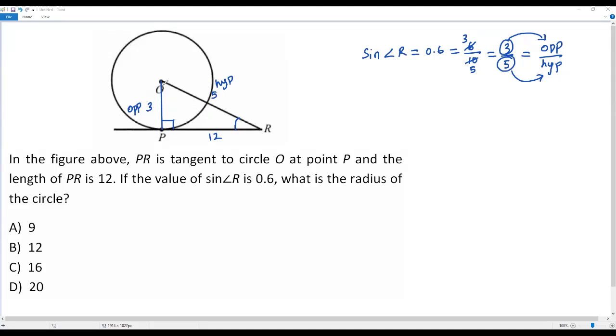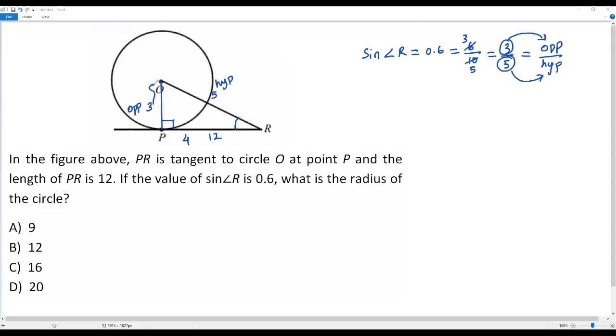Actually, it is a 3, 4, 5 right triangle because the length of the hypotenuse is 5. In the remaining two legs, one of the legs has length 3. Then the other leg must have length 4. Okay, now we got the 3, 4, 5 right triangle over here.